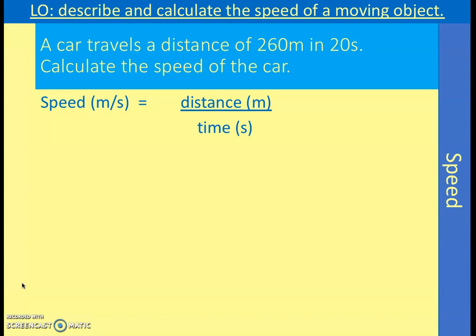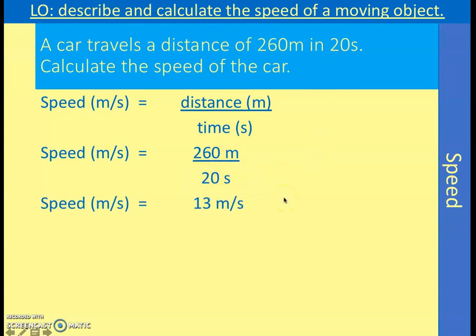And if we look at our units, that makes sense because we measure speed in meters per second. So that's meters divided by second. Distance divided by time. So we substitute in our numbers. So we have here 260 meters. I know that's my distance, so I'll pop it in the top of my equation. And my time, 20 seconds, I'll pop in down the bottom.